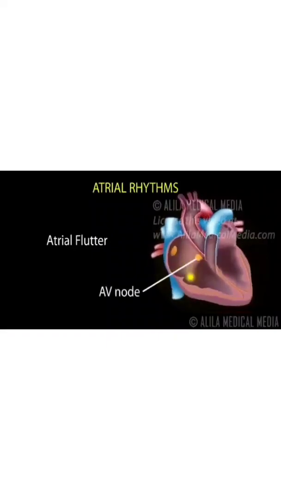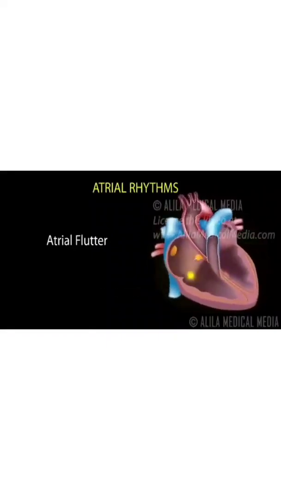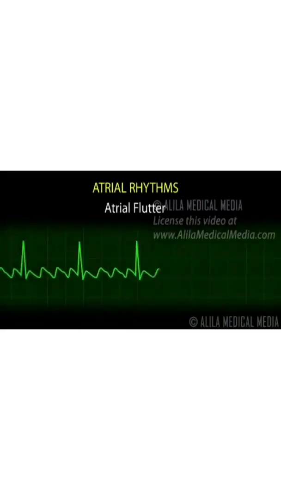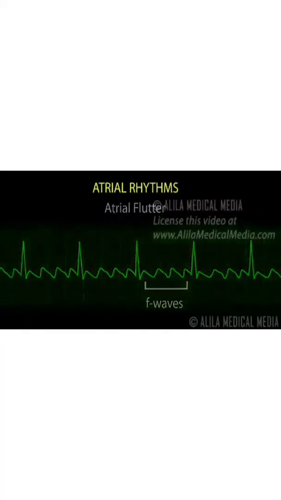The AV node blocks part of atrial impulses from reaching the ventricles. In this example, only 1 out of every 3 atrial impulses makes its way to the ventricles. The ventricular rate is therefore 3 times slower than the atrial rate. This is an example of a 3-to-1 heart block. Ventricular rate in A-flutter is usually regular, but it can also be irregular. On an ECG, atrial flutter is characterized by absence of normal P wave. Instead, flutter waves, or F waves, are present in sawtooth patterns.